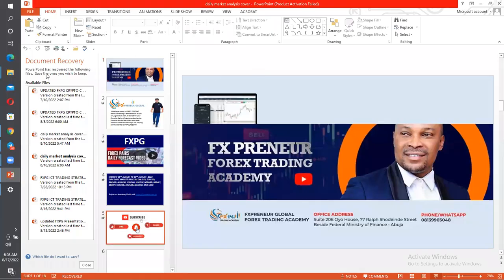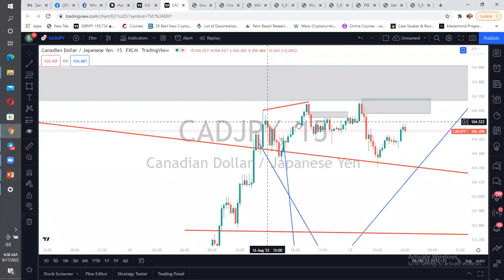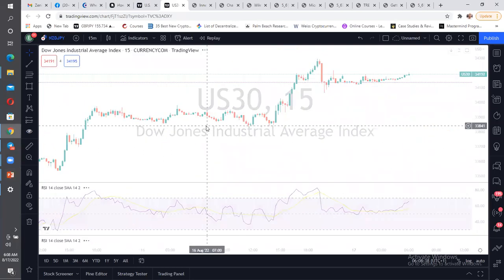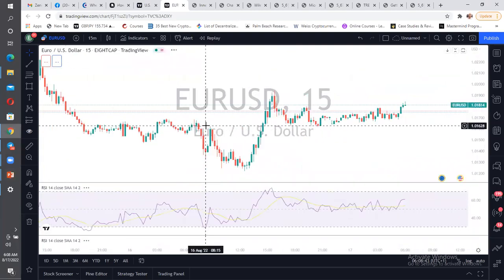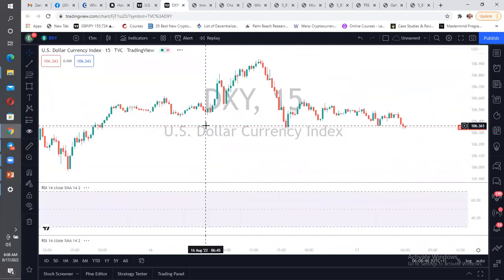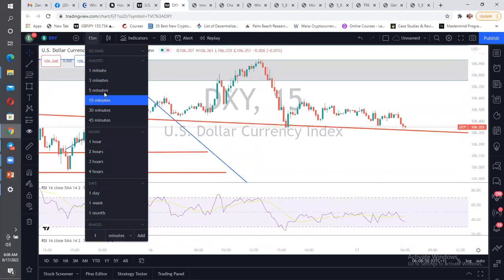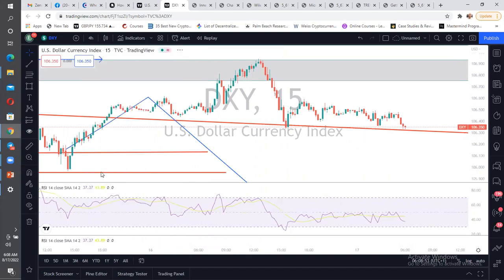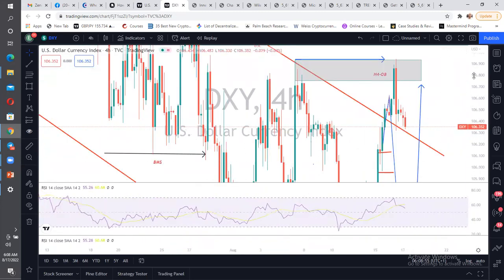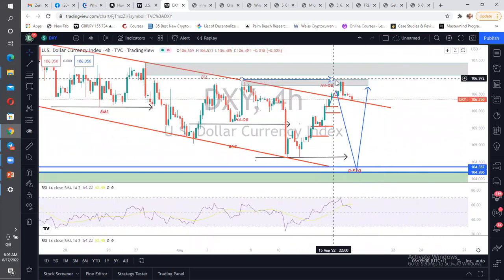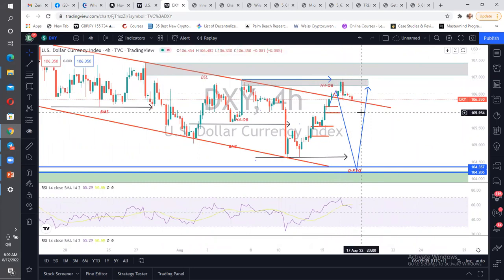Let's jump straight to the charts. This is GBPJPY. We're going straight to our dollar index. We'll be using our 4 hours time frame. As you can see, dollar index hits this level. After that, we start seeing this coming down.